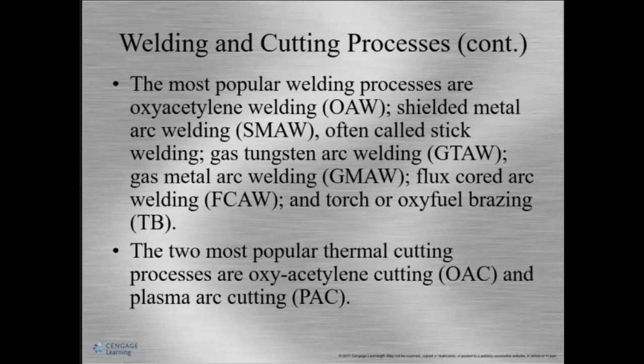The most popular processes are Oxyacetylene Welding, OAW; Shielded Metal Arc Welding, SMAW, also known as stick welding; Gas Tungsten Arc Welding, GTAW, also known as TIG welding, or for the old-timers, Heli Arc Welding; Gas Metal Arc Welding, GMAW, or MIG welding; and Flux Cored Arc Welding, or Flux. There are two very popular cutting methods as well: OAC, which is oxyacetylene cutting, and PAC, plasma arc cutting.